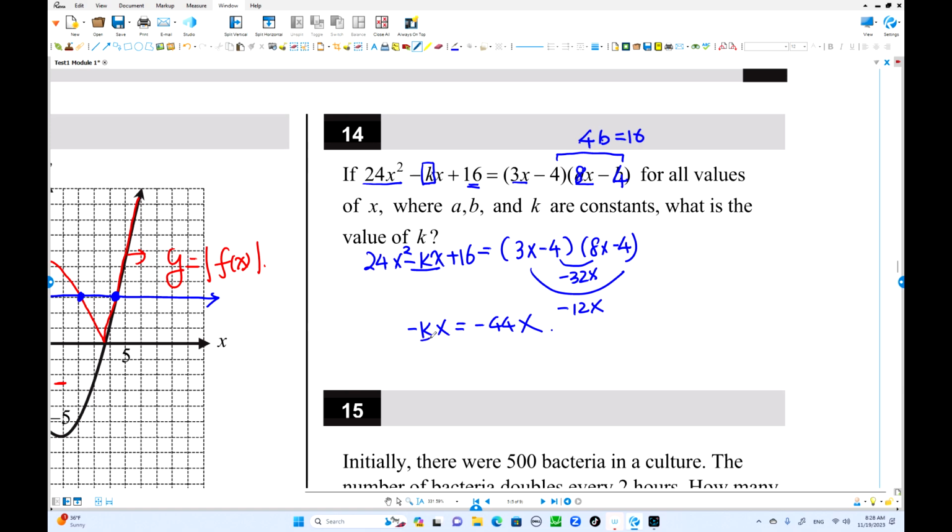Okay? Let me write the value of k. 44, right? Okay, k equals 44. That's the answer. Okay.